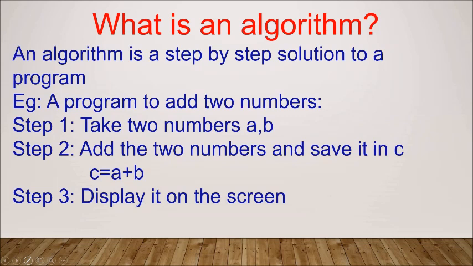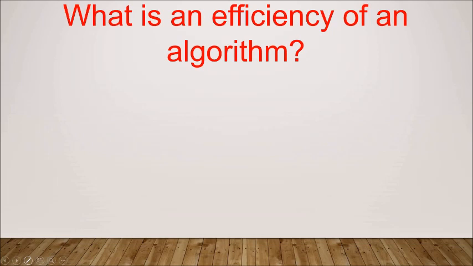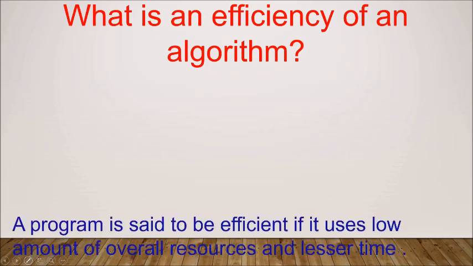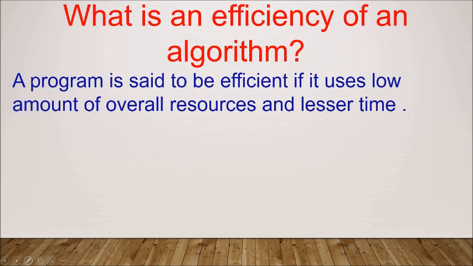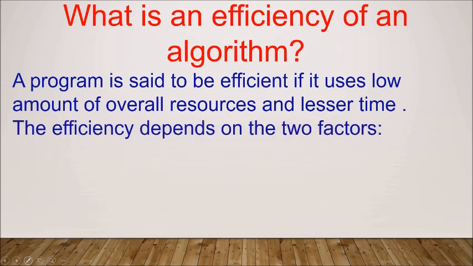So each and every program has an algorithm. The intention is we want to calculate the efficiency of an algorithm. So what is an efficiency of an algorithm? The efficiency means the program is said to be efficient if it uses low overall resources and lesser time. Means if the execution is fast and it will need less resources. So the efficiency depends on two factors.